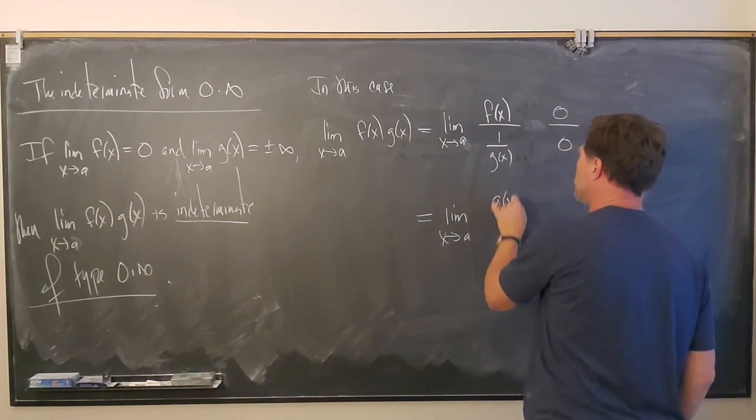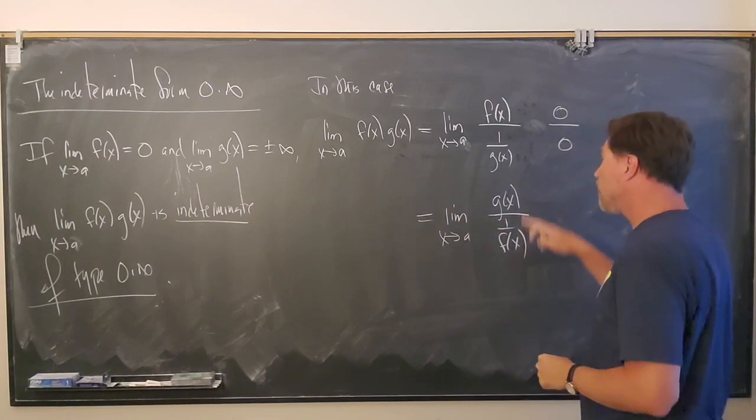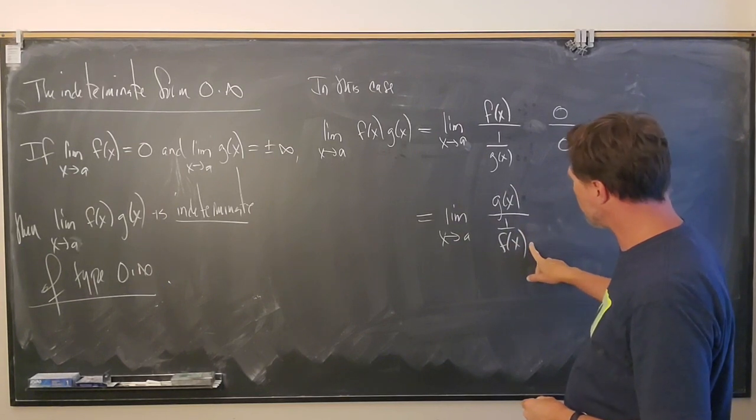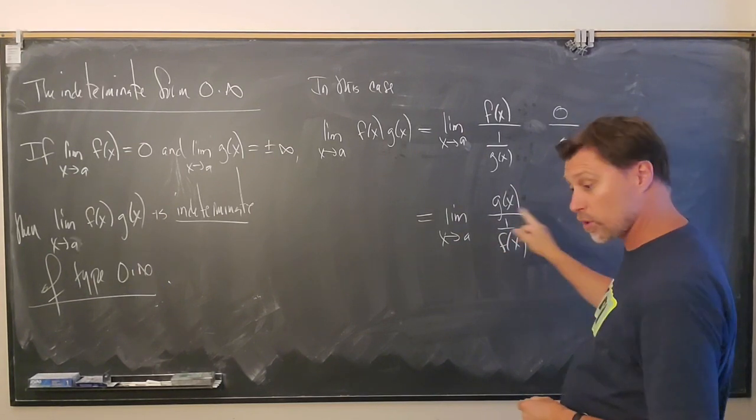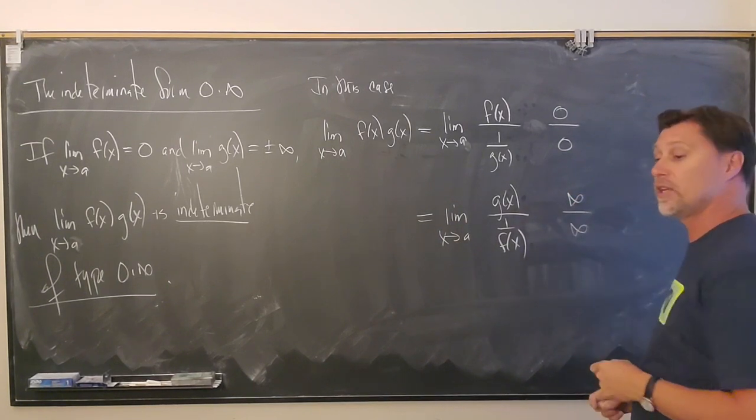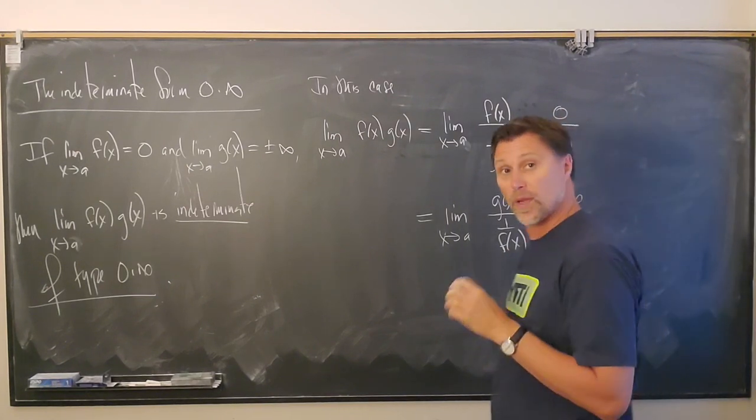Okay, just do g of x divided by 1 over f of x. In this case, g of x is approaching plus or minus infinity. If f of x is approaching 0, then this fraction right here is approaching infinity, and so we get the indeterminate form infinity over infinity. So either one of these cases is a situation where we can apply L'Hopital's rule.